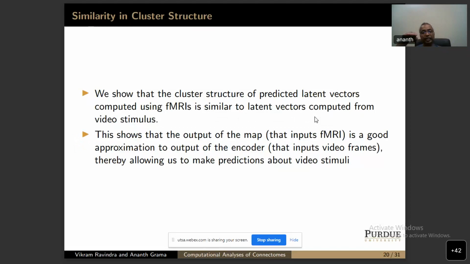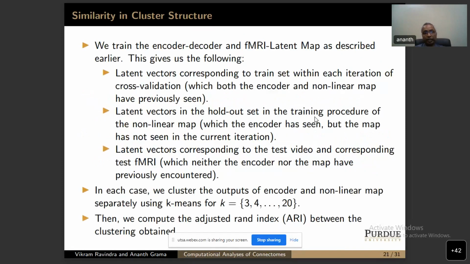Remember, you can come to the latent space from two places. You can either come from the video itself or you can come from the fMRI. What we show is that you will get to roughly the same places, whether you come directly from the video or you come from the fMRI. So what basically this shows is that the output of the map is a good approximation to the output of the encoder. And what this does is it allows us to make really cool predictions on what it is that you're actually watching. It also allows us to do reconstruction by simply going from fMRI to the latent space through the decoder.